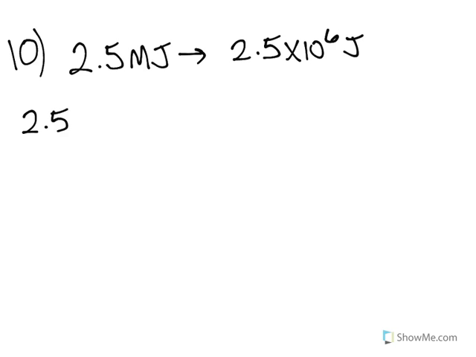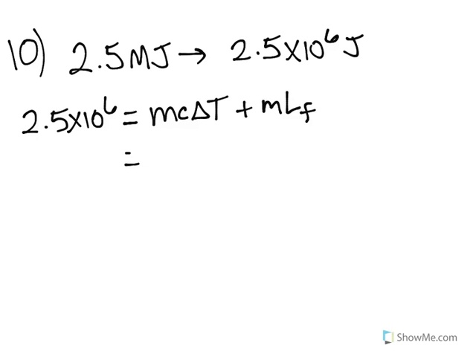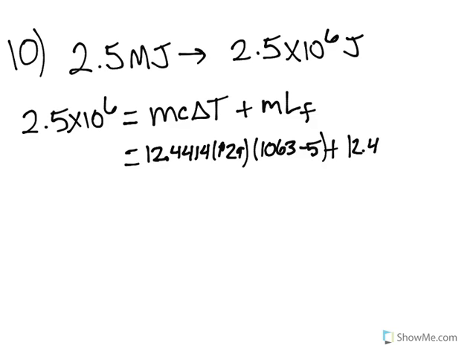So I use that as my energy, and then my energy has to be divided between heating the gold up and also melting it. So the mass of the gold that I'm heating up, that bar, is 12.4414 kilograms. The specific heat is 129. The final temperature is 1063 degrees. The initial temperature is 5. And again, the mass is 12.4414 times the latent heat of fusion.